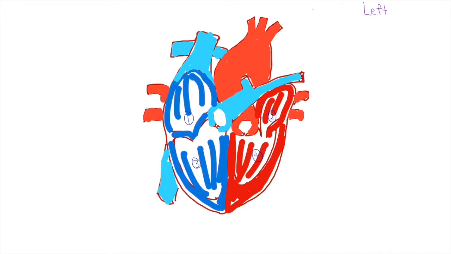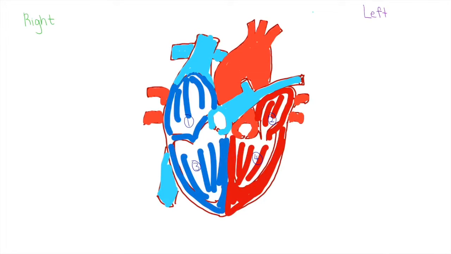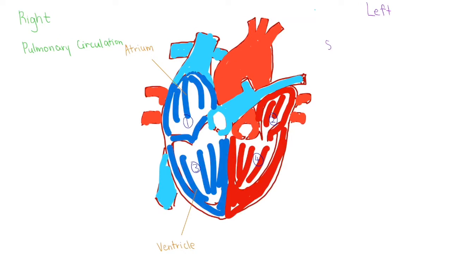The heart is split into the left and right sides, and each side is made up of an atrium on top and a ventricle at the bottom. The right heart is part of the pulmonary circulation, so it pumps blood to the lungs to oxygenate it. And the left heart is part of the systemic circulation, so it pumps blood to the rest of the body to keep the cells well fed and oxygenated.